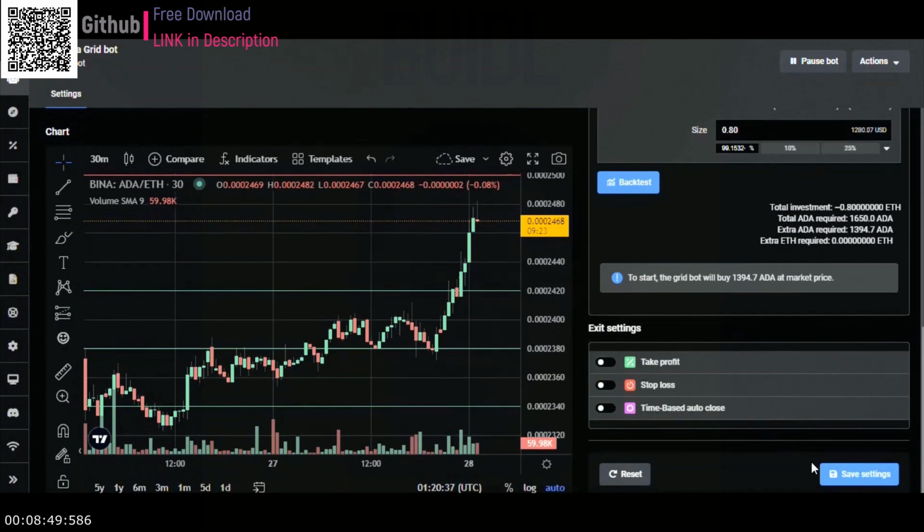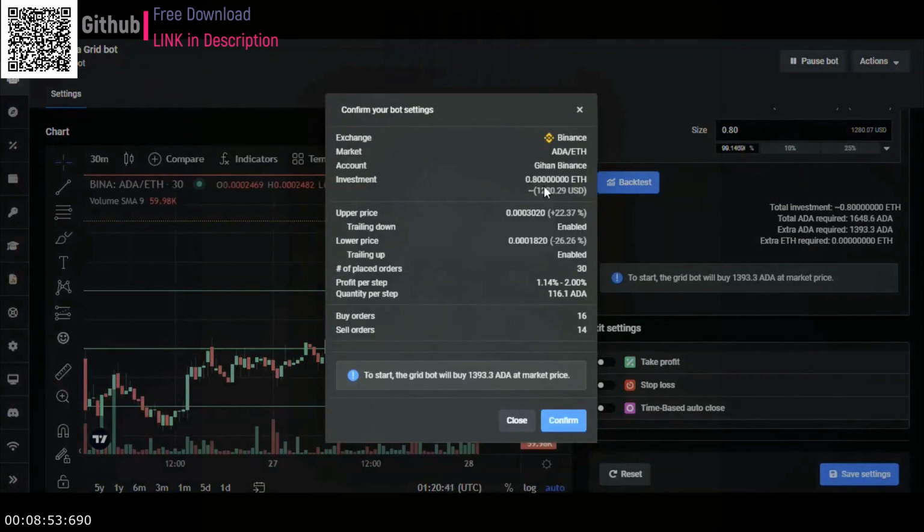So if I'm happy with that, I can save the settings. And this is the summary. Exchange is Binance, the market is ADA Ethereum, and for the account, I have selected my Binance account. Total investment is around 0.8 Ethereum, and for the upper price I have selected 0.3020. It is slightly changed, but if you want to change it, that is okay. And the lower price is also around 26% down, and trailing up is enabled.